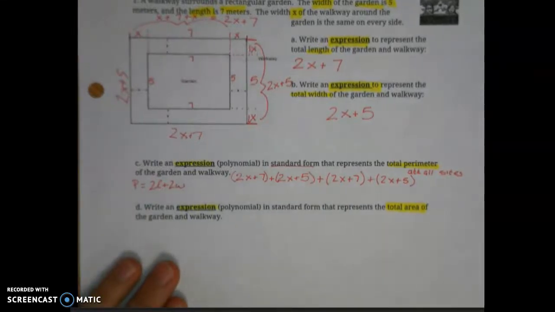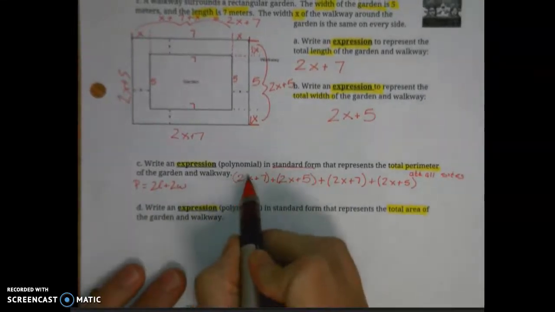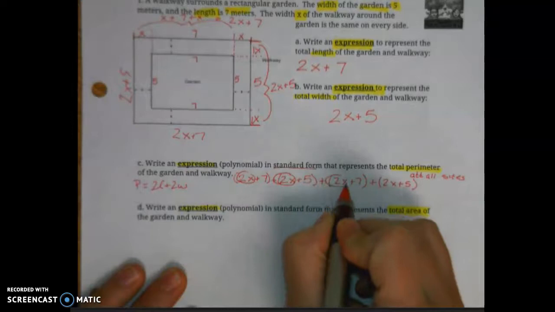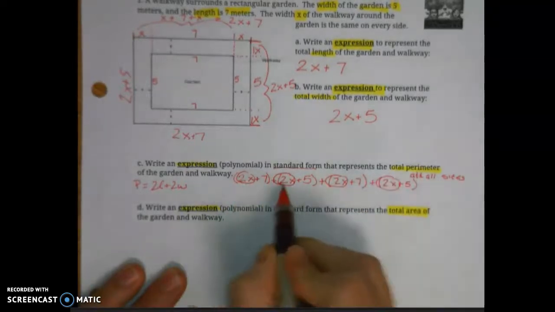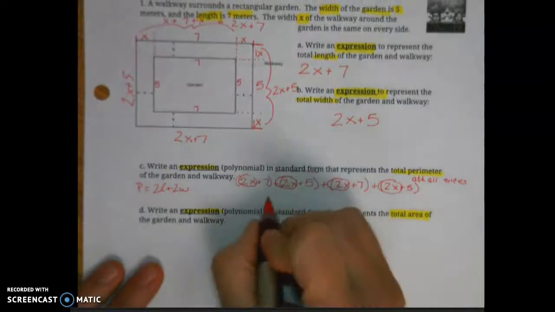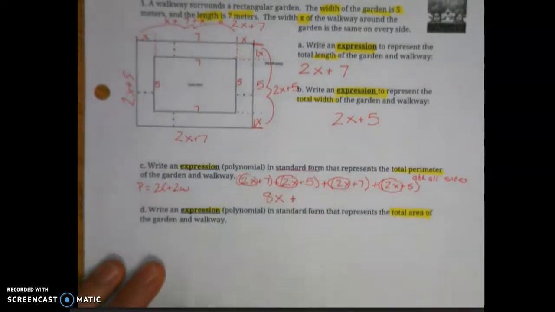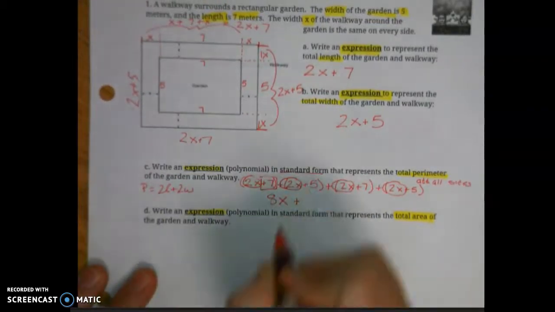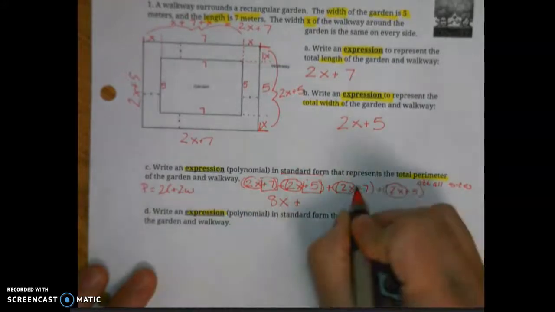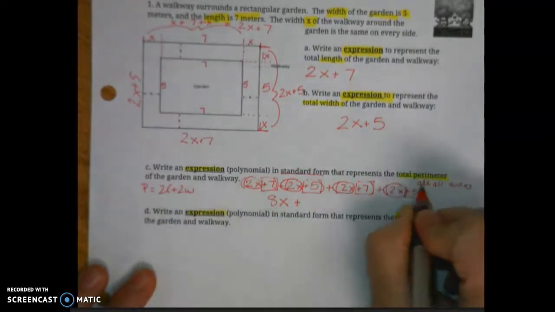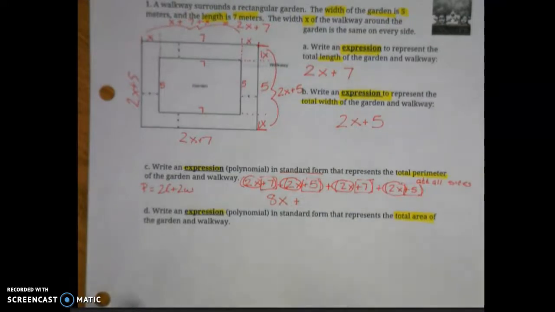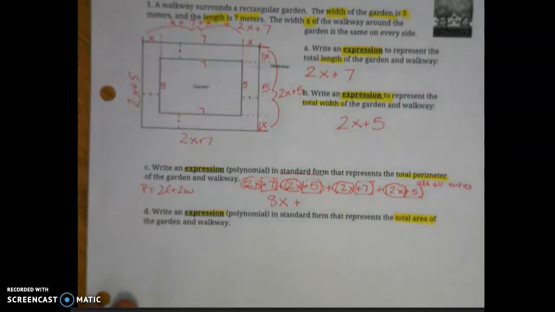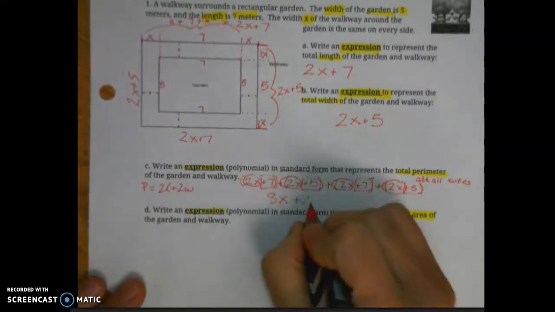So because I want it in standard form, I want my x term to come first, so let's add all the terms that have x's. So I have 2x plus 2x plus 2x plus 2x. So 2 plus 2 plus 2 plus 2 is 8. So I have 8x plus, now I'll add all of my constants. I have a positive 7 plus 5 plus 7 plus 5. So add those four numbers together. 7 plus 5 plus 7 plus 5. And you should get 24.